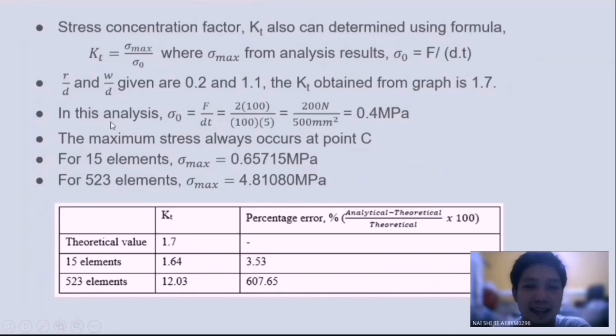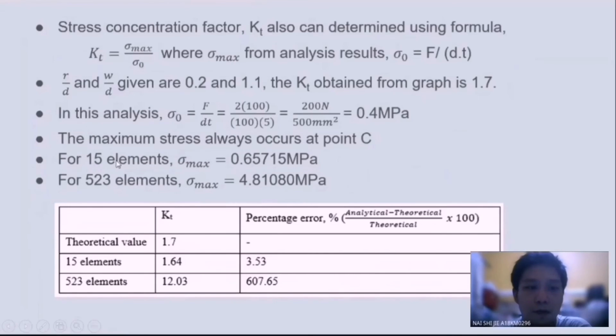In this analysis, we assume the plate is exerted with an axial force of 100 Newton. Note that the 100 Newton is applied on a quarter plate. So for a full model, we need to times 2, becoming 200 Newton. And dt is the value we assume. And we get sigma naught equal to 0.4 megapascal. One of the observations we have is that the maximum stress always occurs at point C.